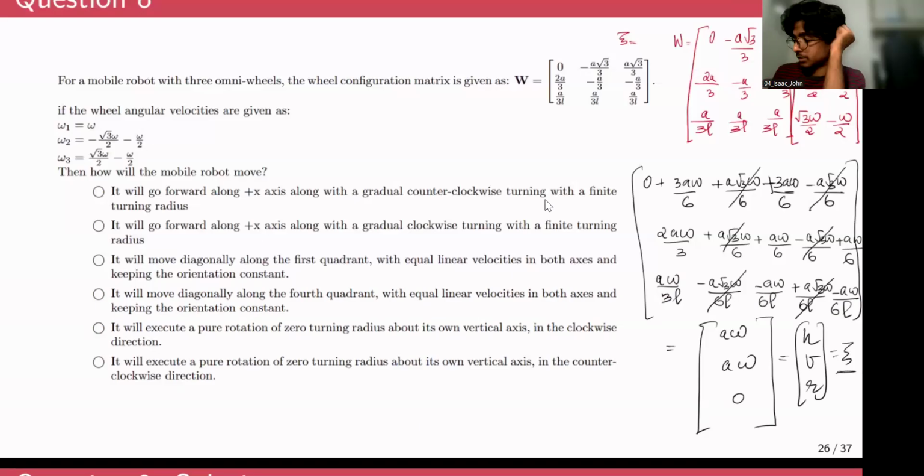So what can you infer from this? It has a u velocity a omega. It has a v velocity a omega, but it has a 0 angular velocity.